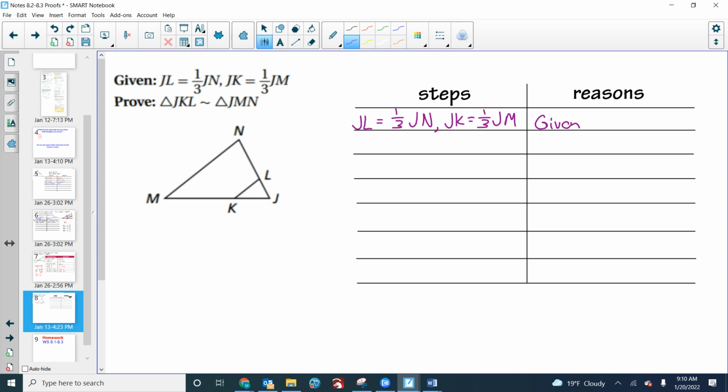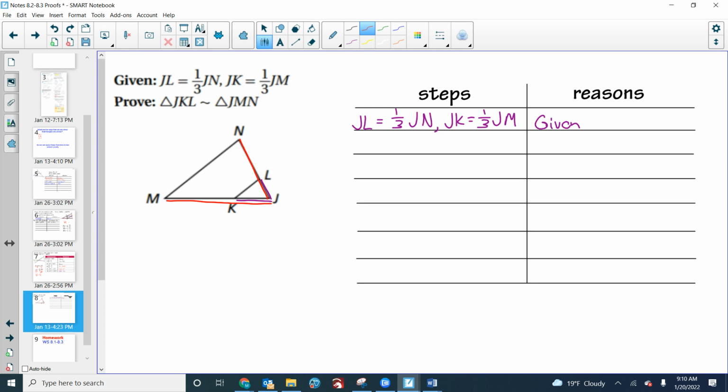All right, we got JL, a third of JN, so those sides go together. Then we've got JK, seriously, is a third of JM. Those ones are proportional. That's not enough. There's no such thing as SS similarity. What's missing? You got this.